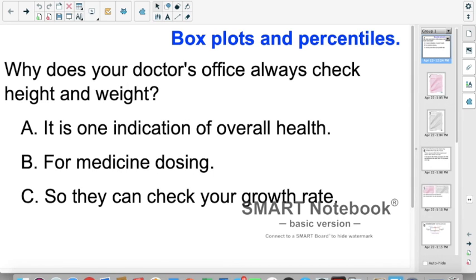For this video, we're going to learn about box plots and percentiles, what they are, how we make them, and what they tell us. It's just a way to describe your data set visually.